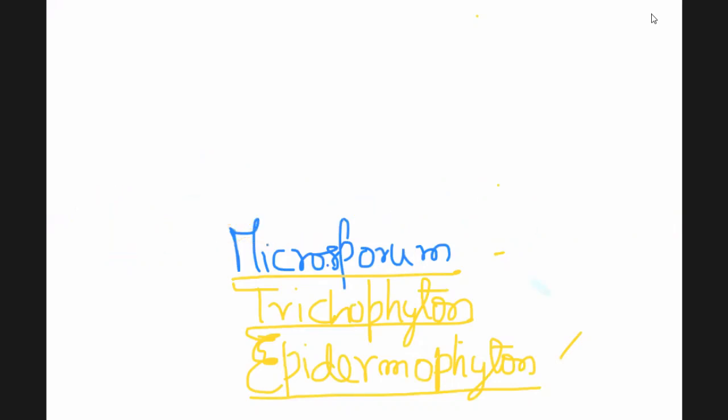So 3 genera: microsporum, trichophyton, epidermophyton. See, the term phyte technically refers to plant. Once upon a time, fungi were in the plant kingdom. Now, according to the 5 kingdom classification, they are given a separate status. So, non-green plants in lower levels, we used to say like that. But now, they are multicellular decomposers.